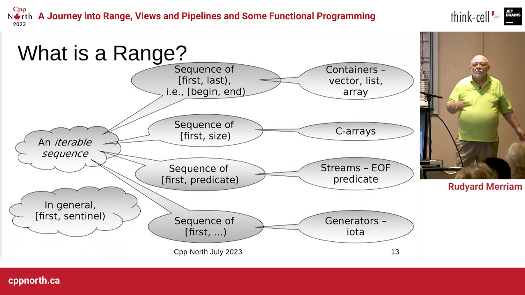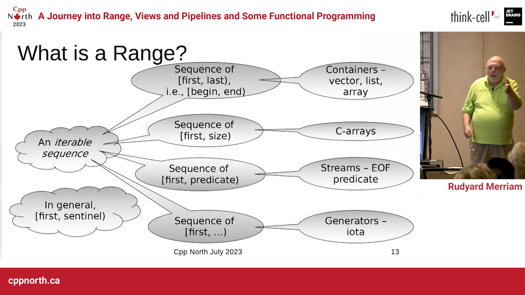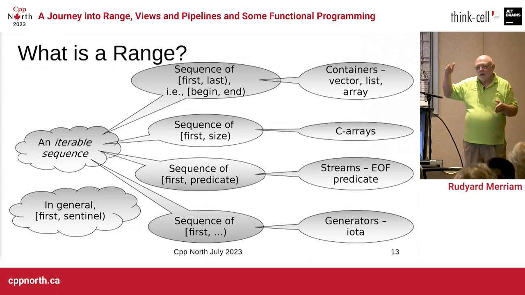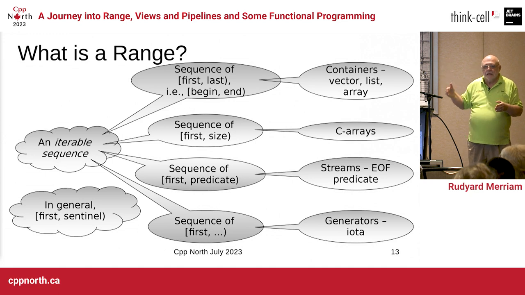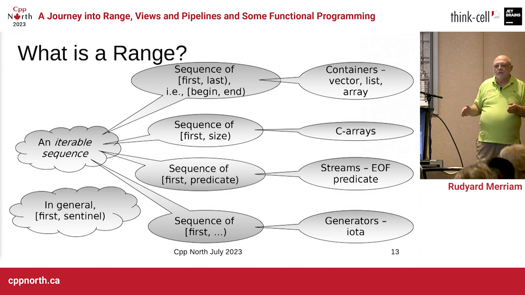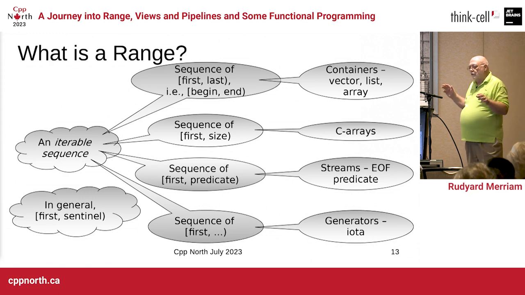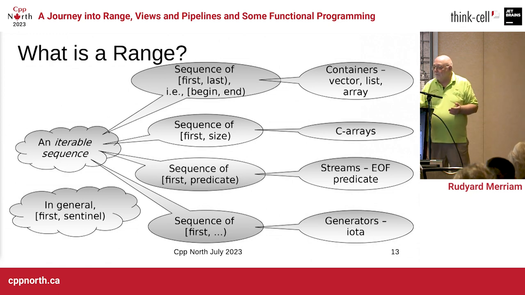More generally, an iterable sequence is a first. We've got to know the start. And it's a sentinel. All these things that can end a range, that can detect the end of the range or its iterable sequence, is a sentinel. So we've got a new term to work with here.